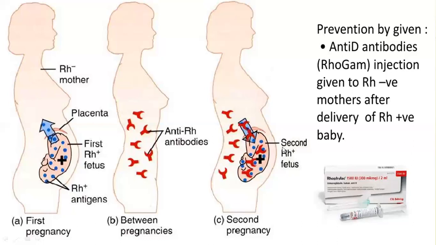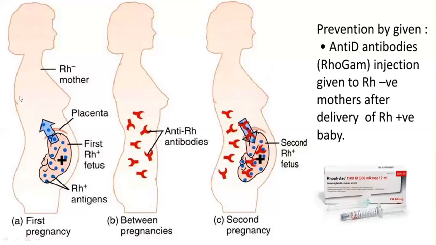In terms of prevention, this can be prevented by giving anti-D antibodies to the mother after childbirth. So you're giving anti-D antibodies. Why? It's because after the first pregnancy, before the time whereby the mother will be immune, which will take about 72 to 90 hours to develop, if you give the anti-D antibodies, they will be able to destroy the fetal red blood cells before the mother is immune.